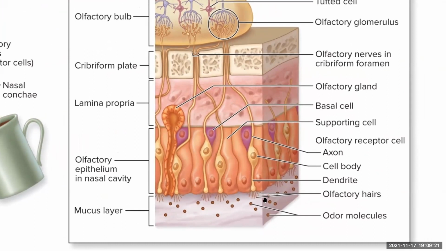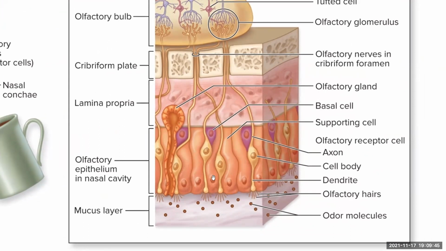So here is your mucus layer. So this is where the odorants, all right, when you're smelling, will get lodged in. And you'll notice also in the mucus layer, we have our olfactory hairs. They're just cilia, and they have chemoreceptors there. So these odorants are going to react with those chemoreceptors.